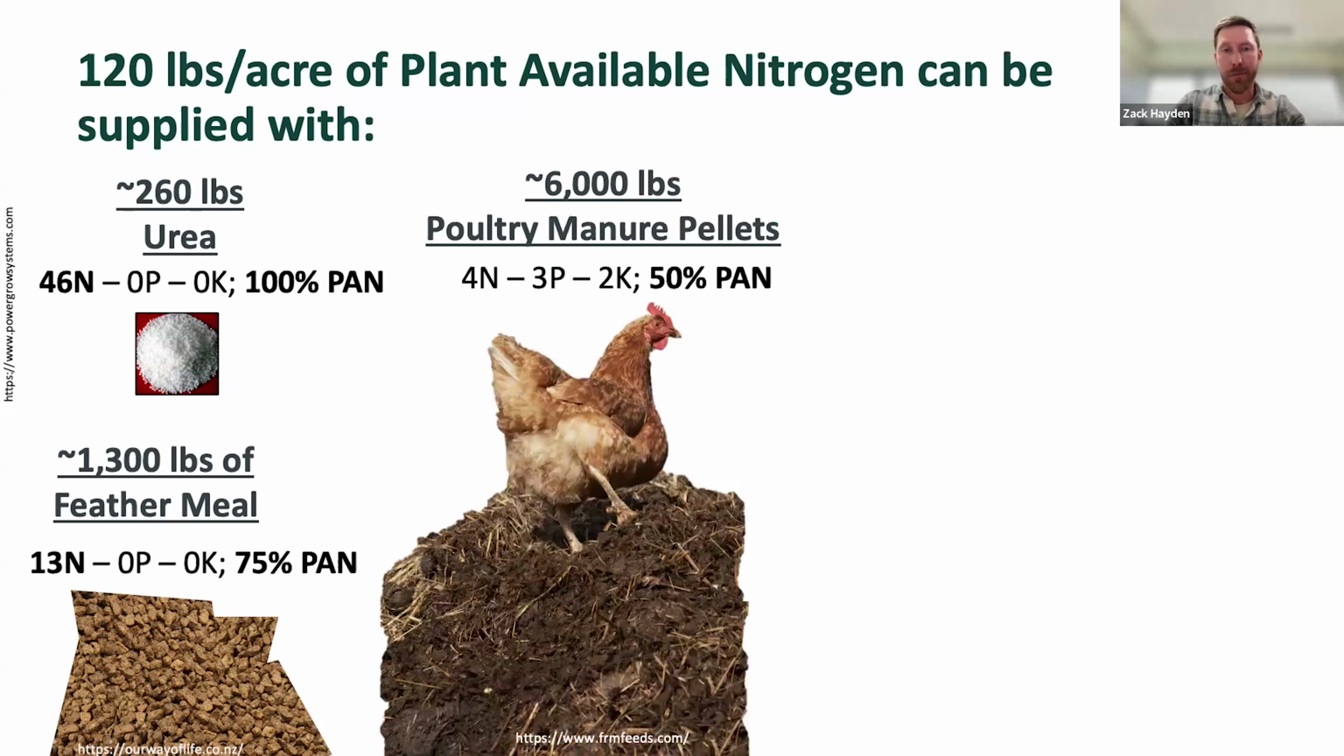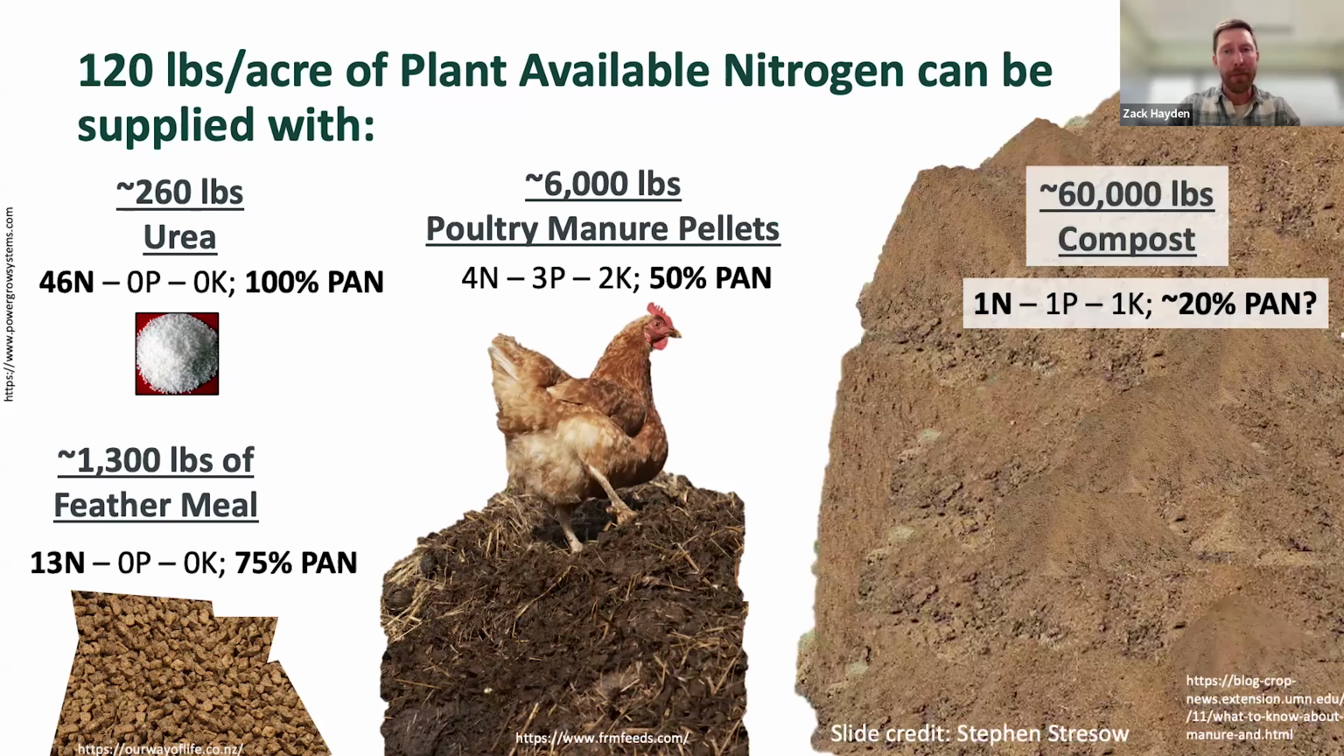Manure, it's going to take about 6,000 pounds of poultry manure. Now, if we tried to do this with compost, again, we've got 1% nitrogen and only about 20% of that might become available. It's going to take 60,000 pounds of compost. And so this is not an uncommon rate on smaller scales.